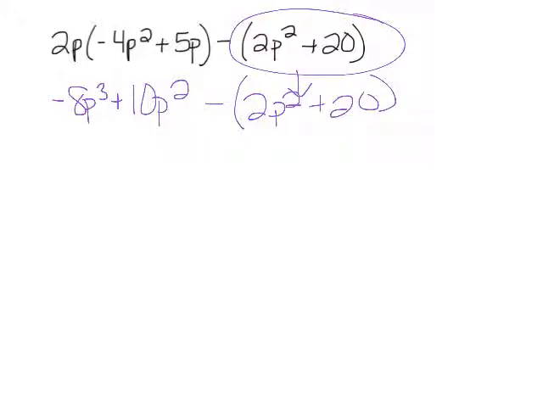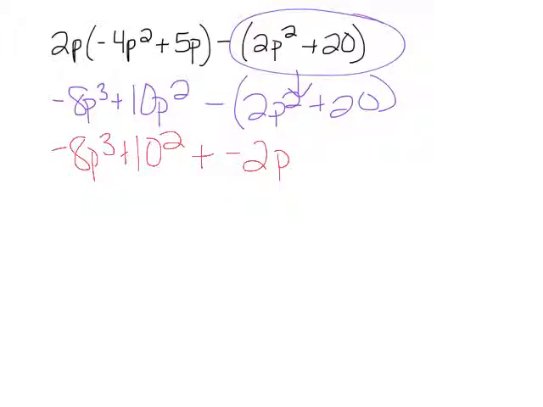And remember that when I'm adding and subtracting polynomials, I need to distribute this negative sign. So my new polynomial after I distribute that is going to be negative 8p cubed plus 10p squared plus a negative 2p squared minus 20.